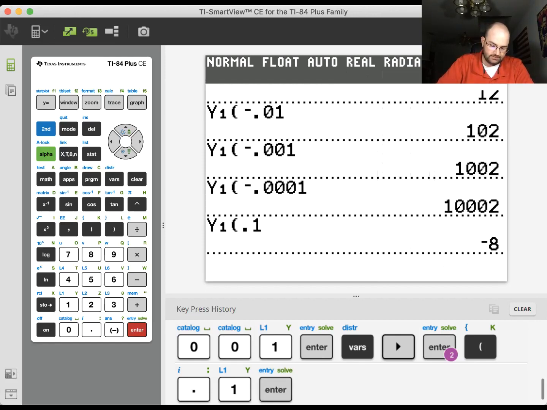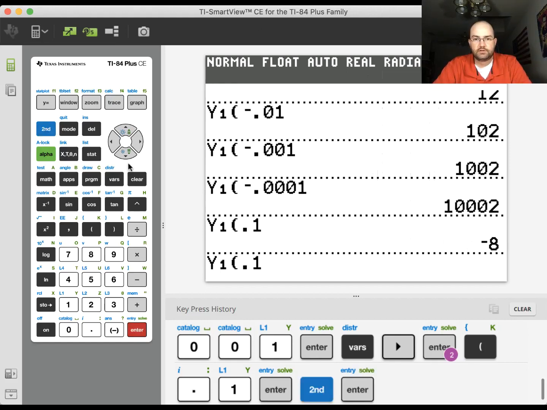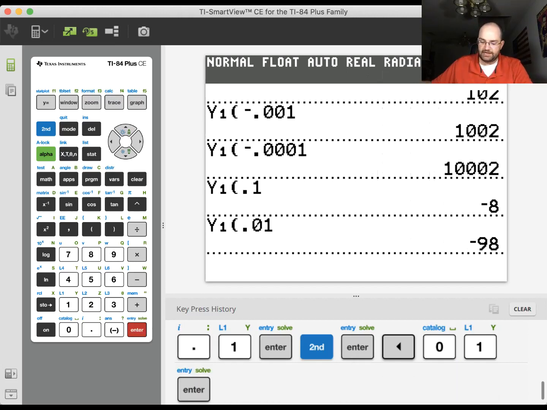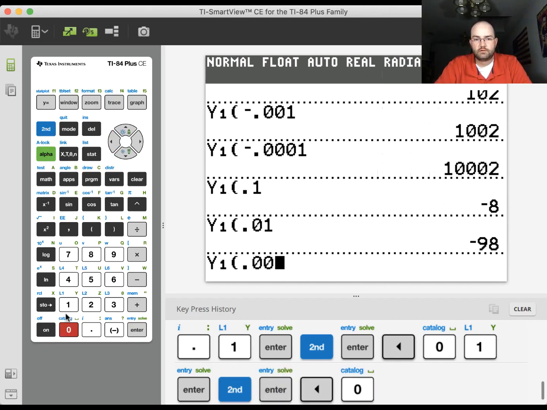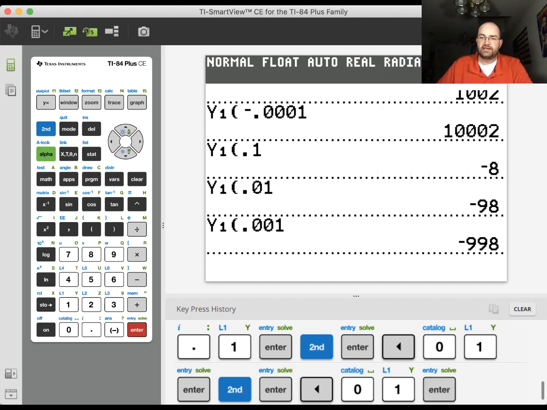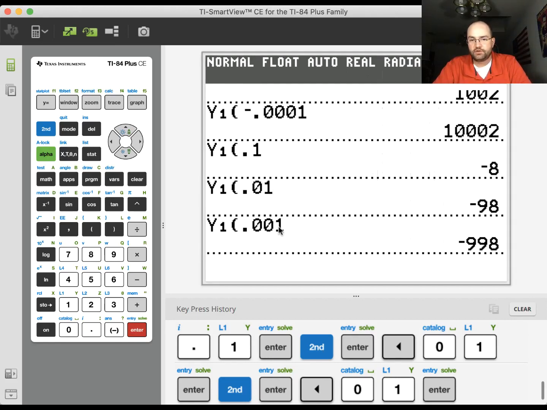Good. Now, let's go to vars, right 1, enter, and then do positive 0.1, which gives us negative 8. Do this again, except make it 0.01. That gives us negative 98. Do it again. That gives us negative 998. So there you go. As x gets closer and closer to the number 0 from the right-hand side, we're getting smaller and smaller. In other words, negative 8, negative 98, negative 998. It's going down towards negative infinity.